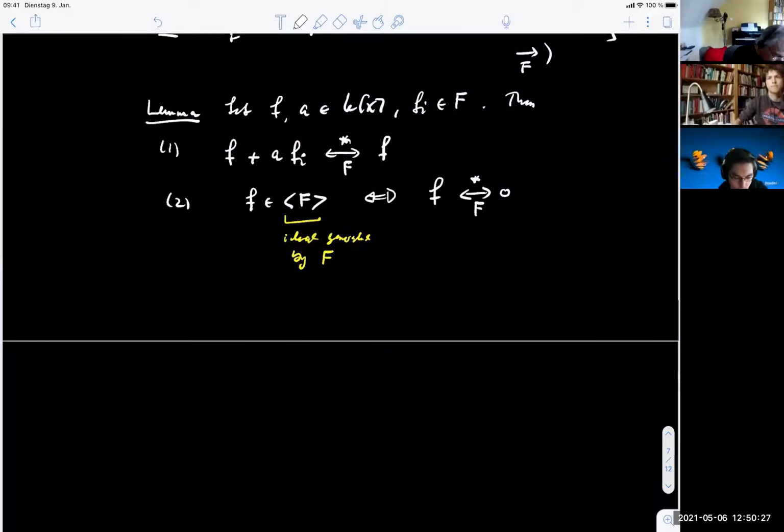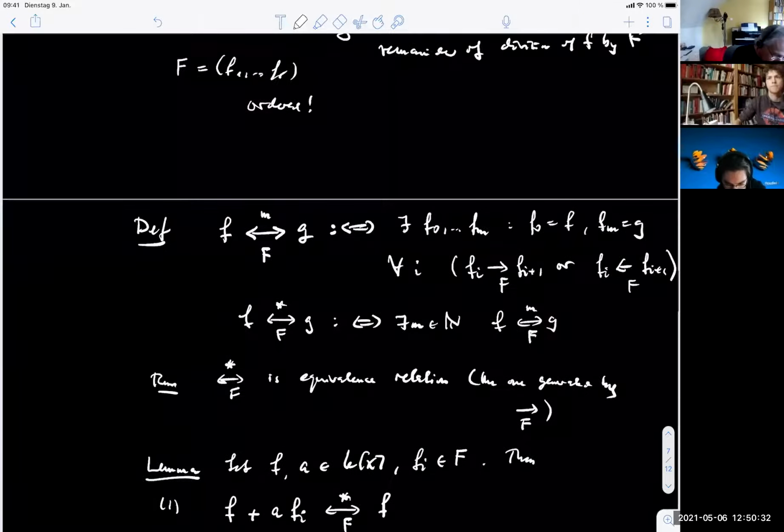By the definition of this equivalence relation, shouldn't it actually be for all i these or for all i this? Or do we really mean what is written here? I mean, for all i, either all in one direction or all in another direction, right? For all indices i greater than or equal to 0, less than m, in parentheses, this or this.